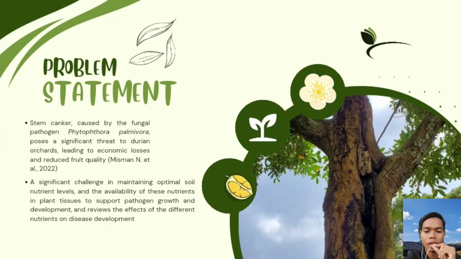Problem statement. Stem canker caused by the fungal pathogen called Phytophthora palmivora poses a significant threat to durian orchards, leading to economic losses and reduced fruit quality. Then, a significant challenge is maintaining optimal soil nutrient levels and the availability of these nutrients in plant tissues to support pathogen growth and development, and reviewing the effects of the different nutrients on disease development.